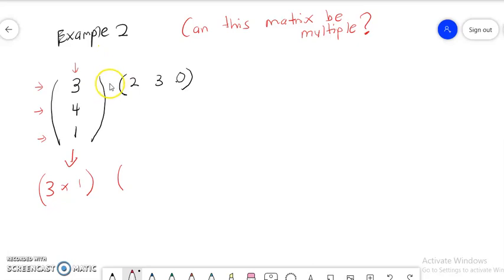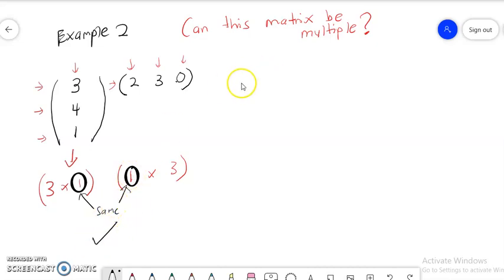Alright, how about here? They have 1 row multiplied with the 3 columns. Okay, now, if these two numbers are the same, it means it can be multiplied. Okay, now what is the result of this multiplication? What is the format of these results?